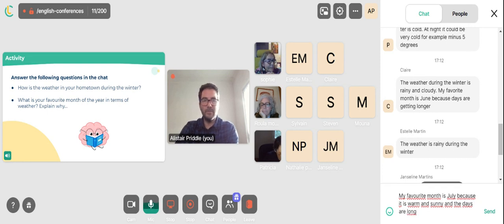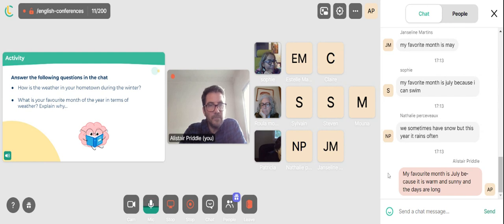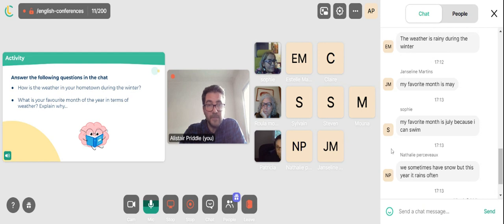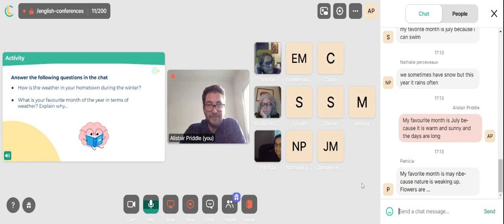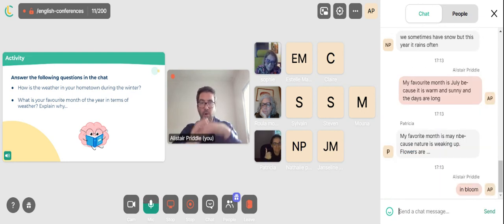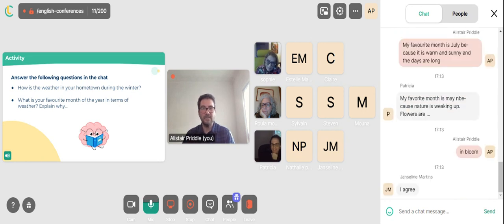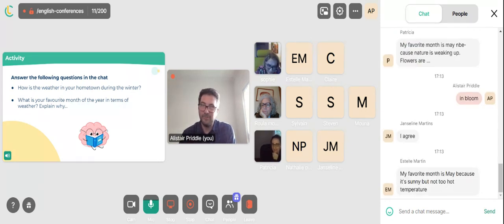Okay, guys, well, great participation. We sometimes have snow, but this year it rains often. Okay, so more rain than snow as precipitation there. Okay, guys, well, great. We are all answering. My favorite month is May because nature is waking up. Yeah, flowers are, we say, in bloom. Flowers are in bloom. Yeah, absolutely. Okay, great. Yes, it is a wonderful time of year.